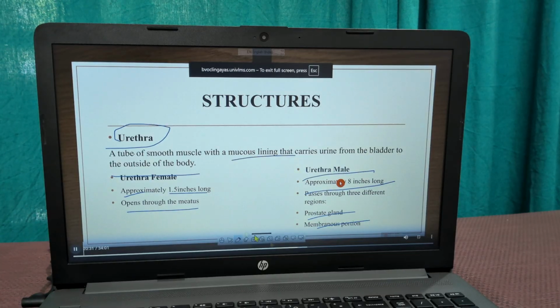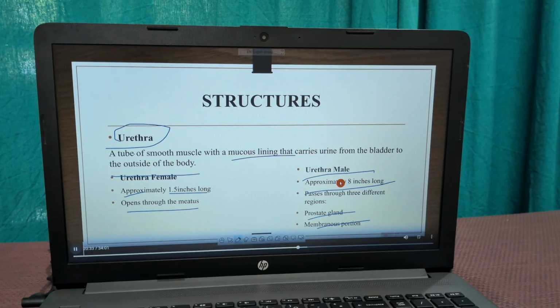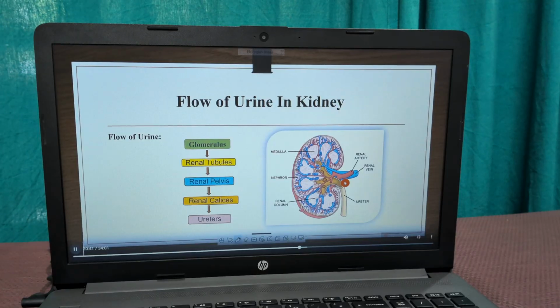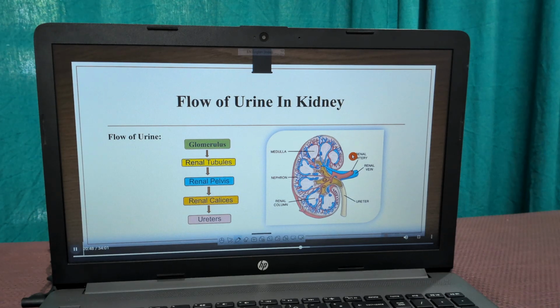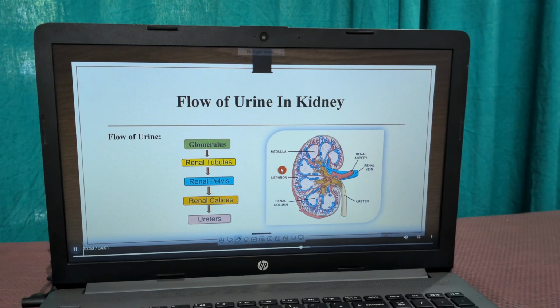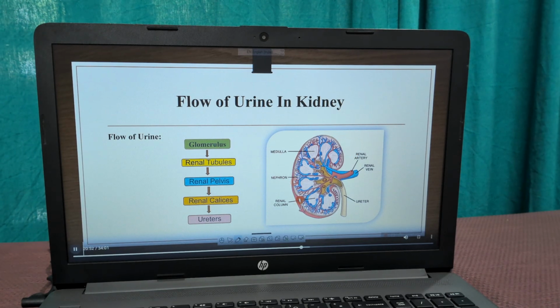So females are more prone to getting urinary tract infections again and again because of the short length of the urethra present in females. Now talking about the flow of urine in the kidney, how the urine flows in the kidney.